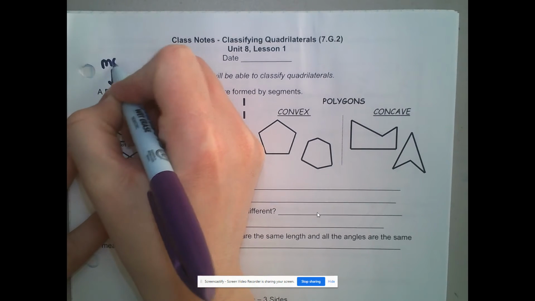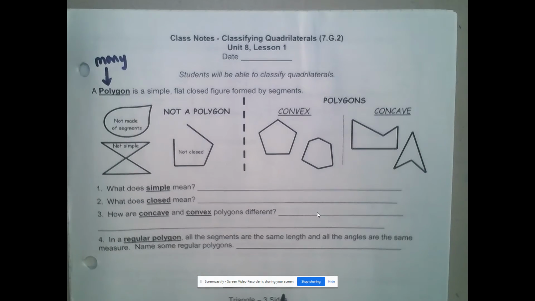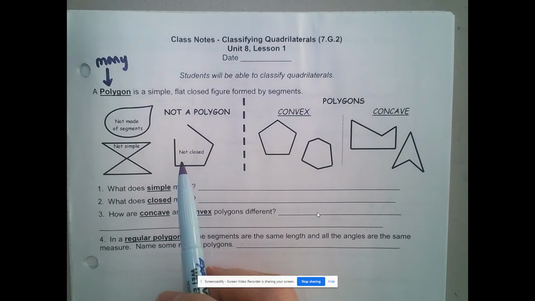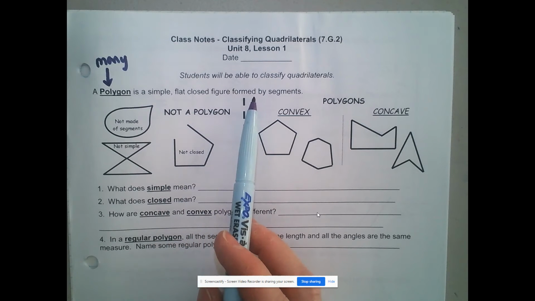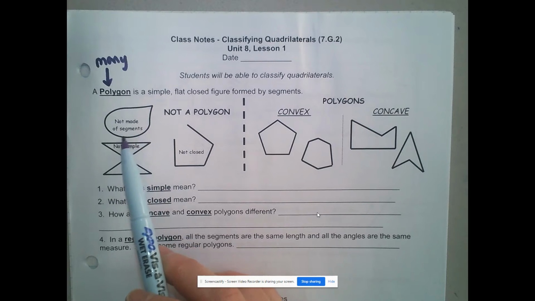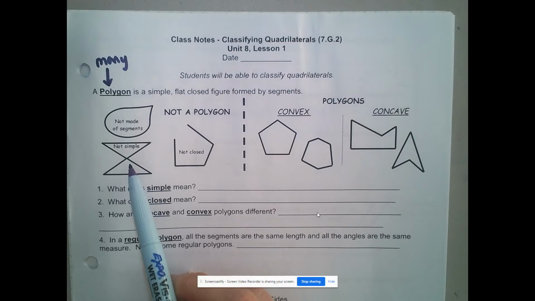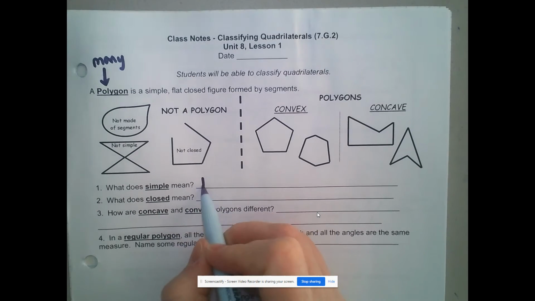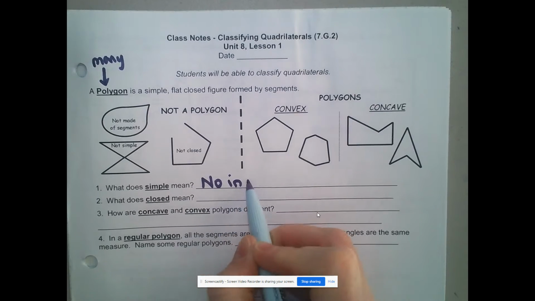Poly means many. So polygon is a many-sided shape. These are all shapes that are not polygons because they don't fit one of the descriptors up here. So this first one is not made of segments. You'll notice there are curves. We do not have curves in polygons. This one is not simple. So what do we think simple means? Simple means that there are no intersecting segments.